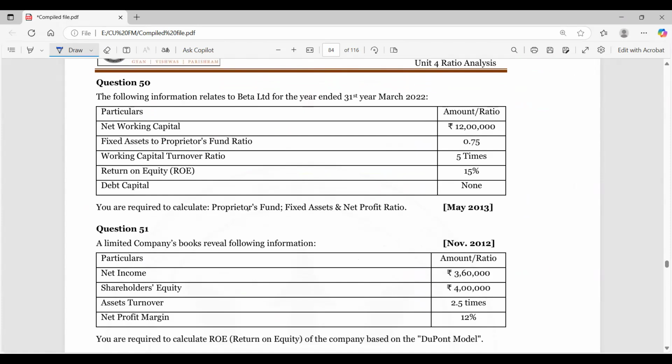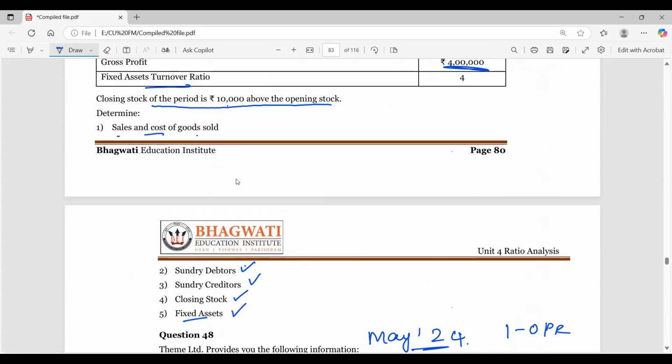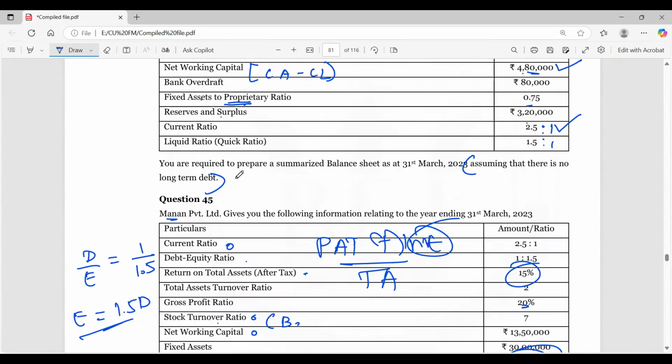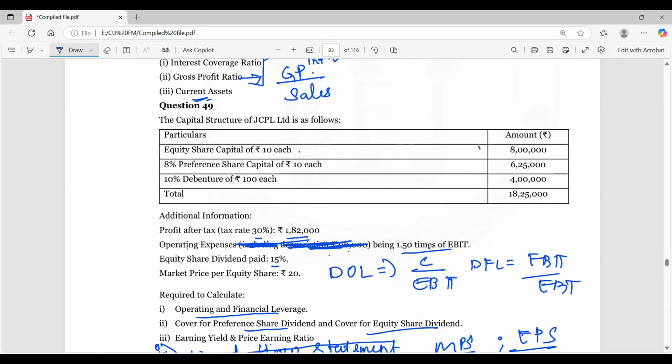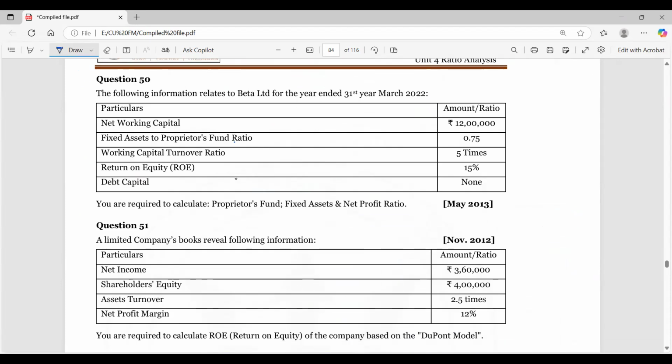Question number 50, listen. This is similar to a question just now that we did, question number 44. In this question, we are having fixed asset to proprietary ratio 75%. So remaining 25% is what? Net working capital, no? Similar to that, question number 50. Listen, fixed asset to proprietary, the number is also not changed, 75%. So remaining 25% is net working capital, which is 12 lakh. And similar to the previous question, we don't have long-term debt also. Clear? You will be able to solve it, or you want me to do it in the class? You will do it, right?